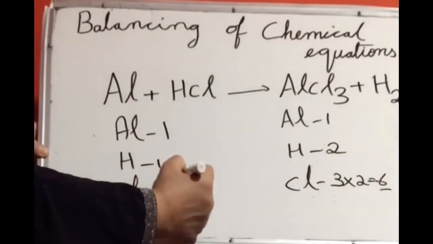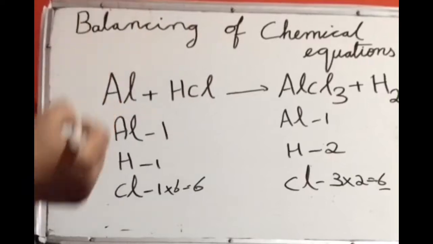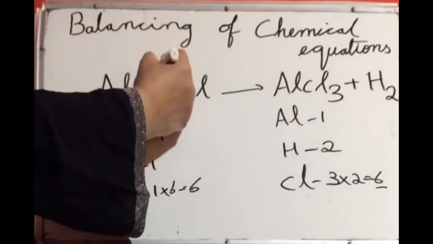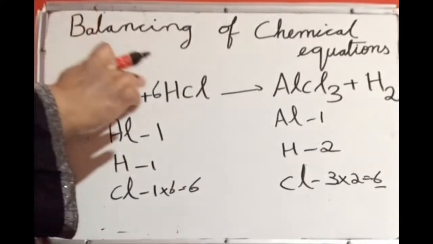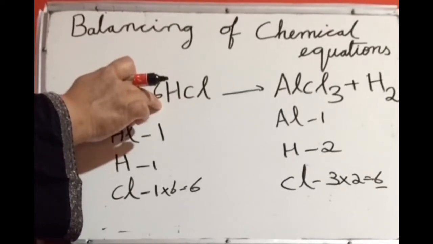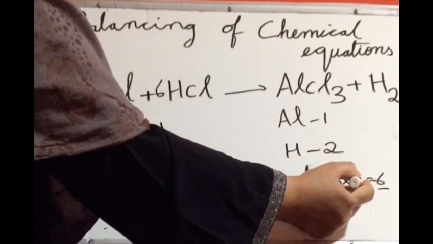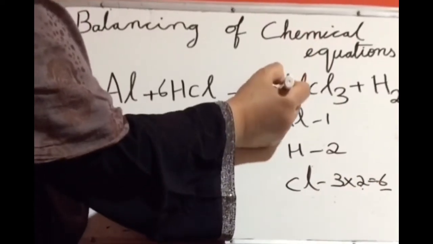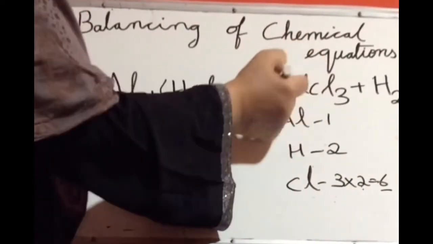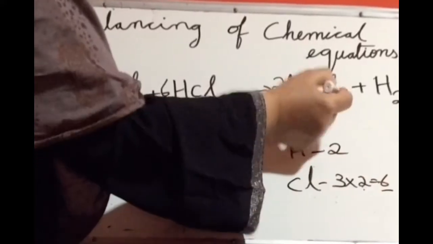So what I'll do, 1 into 6, that is equal to 6. So I'll put here 6 Cl. How many Cl I got here? 6 Cl. So what I should do for here? Here 3 into 2. So I have to multiply this into 2. 2 3s are 6. So 2 into 3.